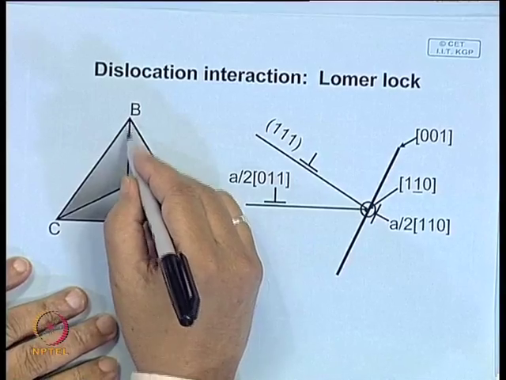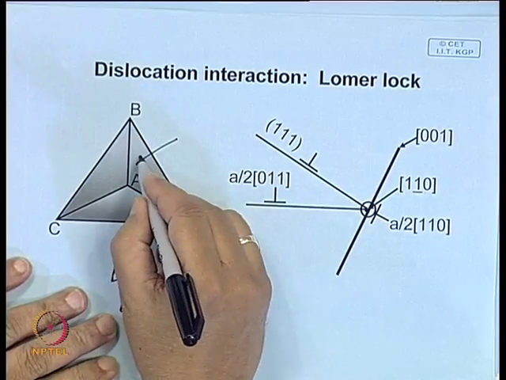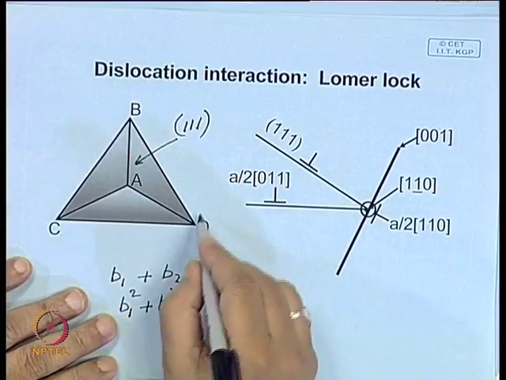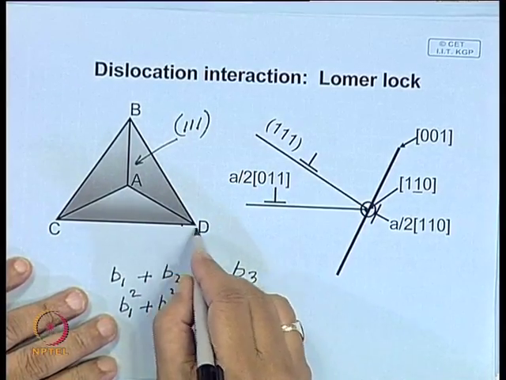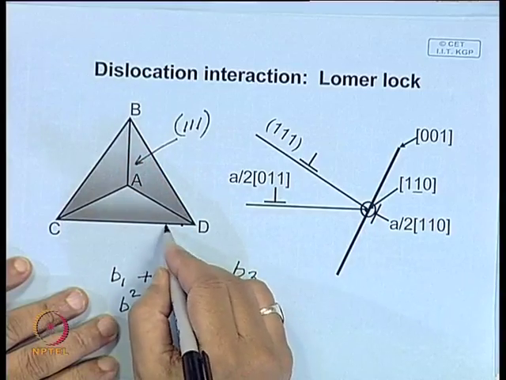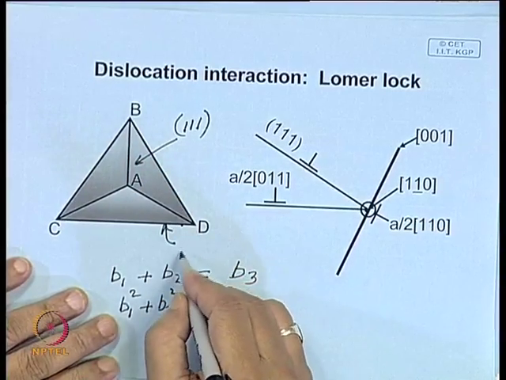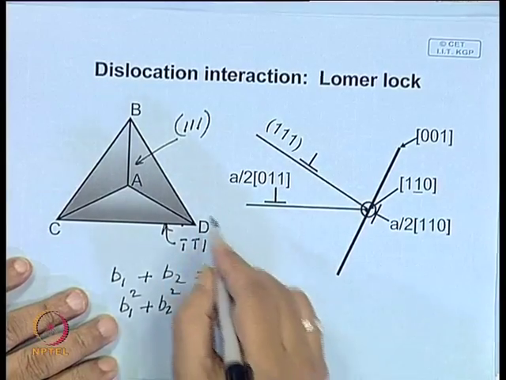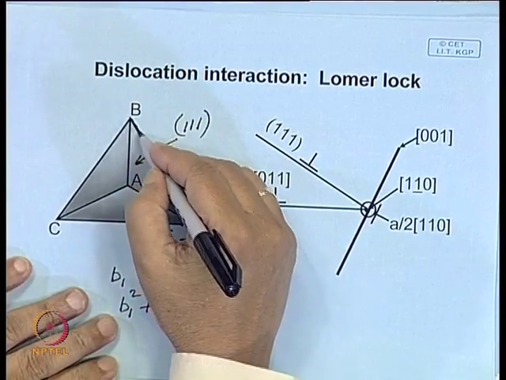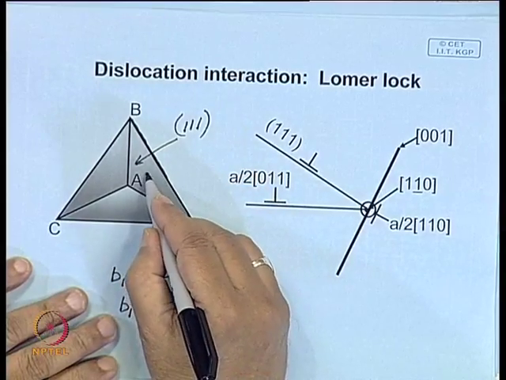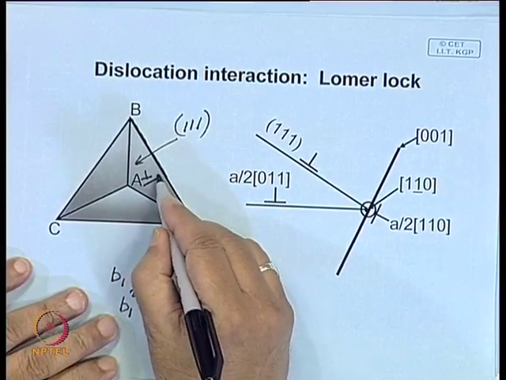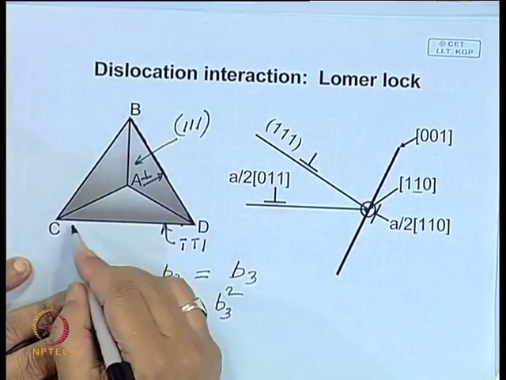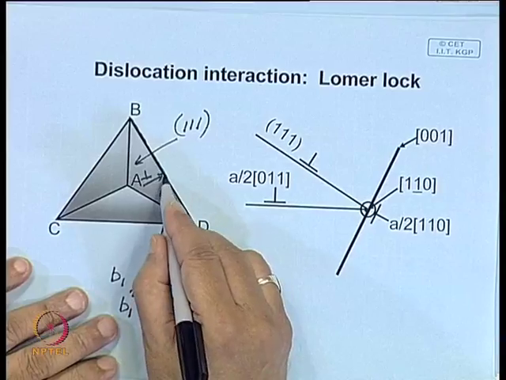That means, suppose this is the plane 1 1 1, and this is another plane, say the bottom one, let us say another 1 1 1 plane, say 1 bar 1 bar 1, and they meet along this line BD. So, a dislocation which is here moving along this, and a dislocation which is moving in the bottom plane BCD, together they meet here.